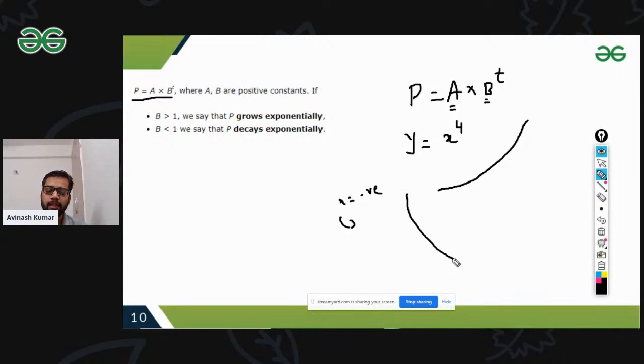Once b is greater than 1, it means b is positive and it is 2, 3, 4 up to infinity. In that case, our graph will go exponentially, and P will also grow exponentially. But if b is less than 1, either 0 or negative, then our graph or P will decay exponentially.